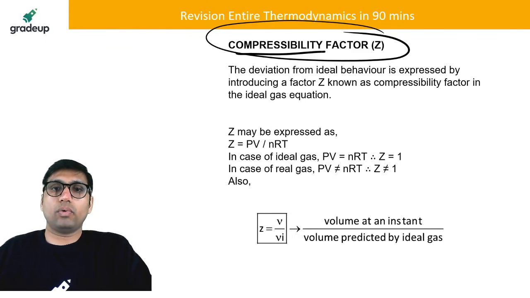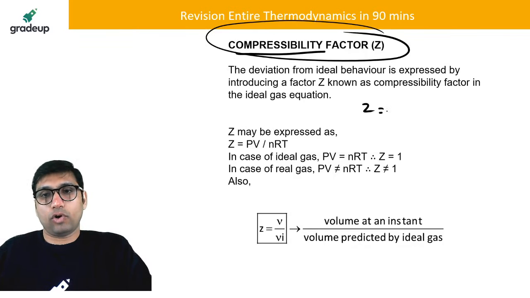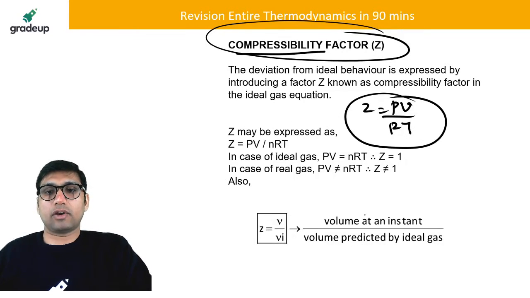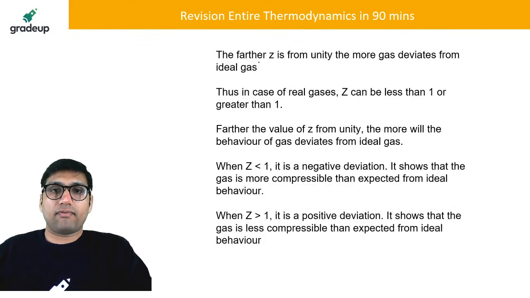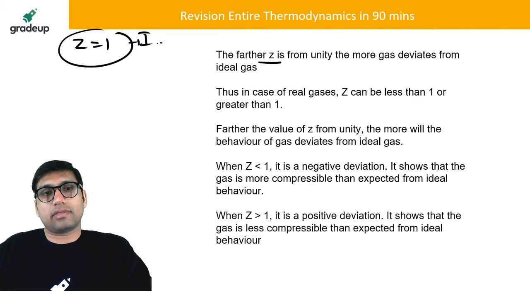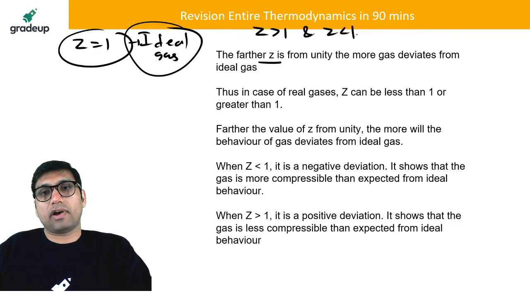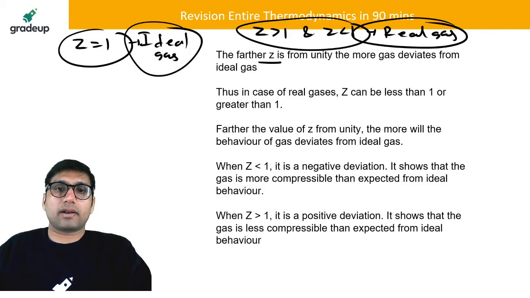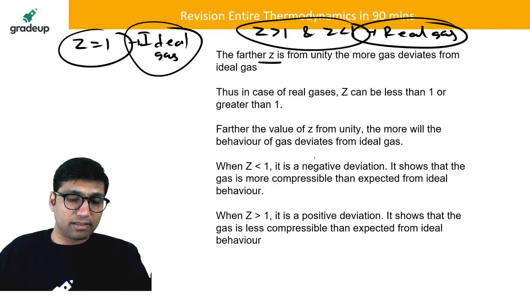Compressibility factor Z is equal to PV by RT. It is equal to volume at any instant divided by volume of an ideal gas. If the value of Z becomes 1, it is an ideal gas. For an ideal gas, the compressibility factor is 1, and for a real gas, the compressibility factor is greater than or less than 1. The more the compressibility factor deviates from 1, the more the gas deviates from the ideal gas.